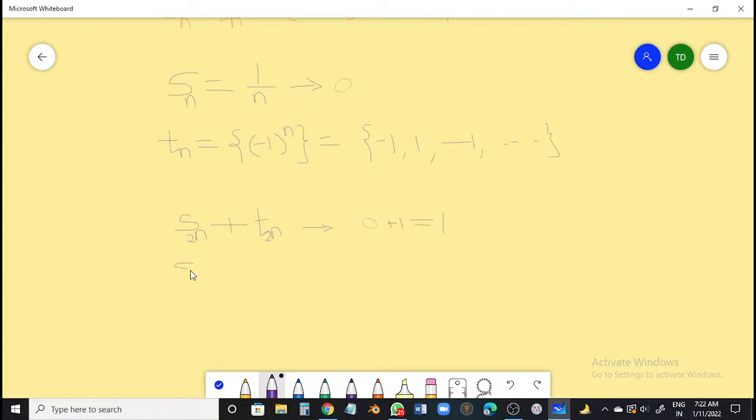If I go with odd terms, S(2n minus 1) plus T(2n minus 1), what do I observe here? This will go to 0 minus 1, and the answer is going to be -1. So neither is it going to +1 nor is it going to -1 constantly. Alternately it is going to +1 and -1. It means the sequence is a divergent sequence. It cannot converge.